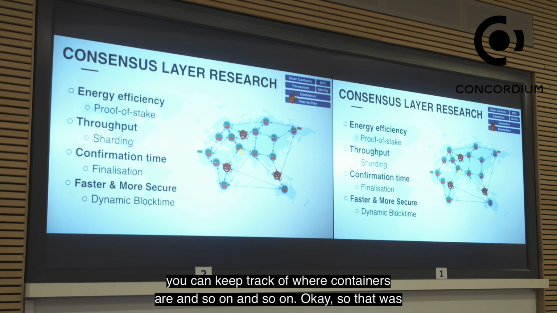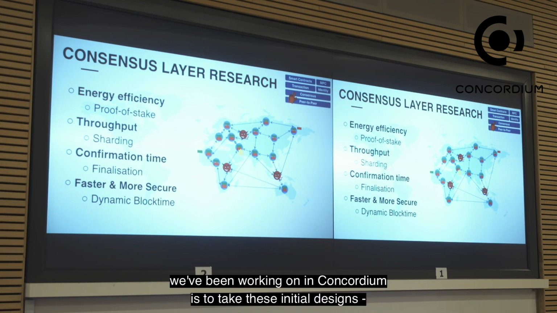Okay. So that was the basic idea in Bitcoin. I mean, to do the consensus like this is pretty robust. It works even if people come and go because the lottery is robust. And what we have been working on in Concordium then is to take these initial designs, the Bitcoin Ethereum designs, and improve them to make them faster and to make them more secure.